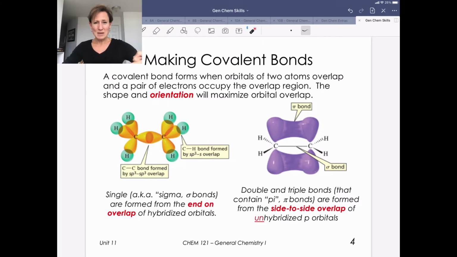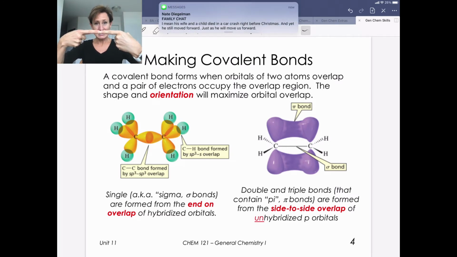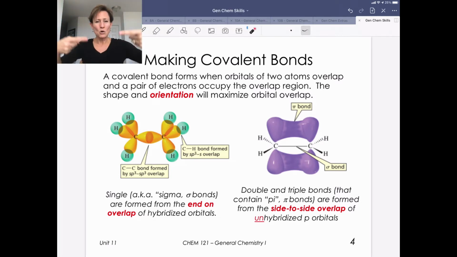Right? So if I'm just making a single bond, if you imagine my fingers are a bond here, a single bond is just one sigma bond. If I'm going to make a double bond here, if I'm drawing two lines, one of those is going to be a sigma bond, one of them is going to be a pi bond. Pi bonds are formed from side-to-side overlap of unhybridized p orbitals.